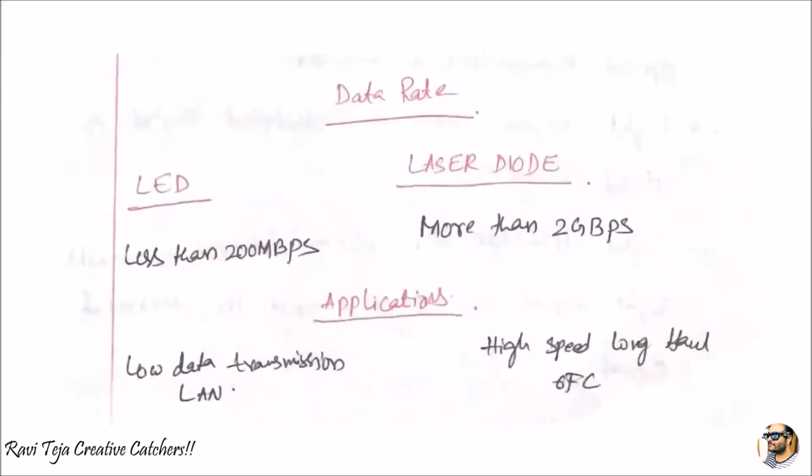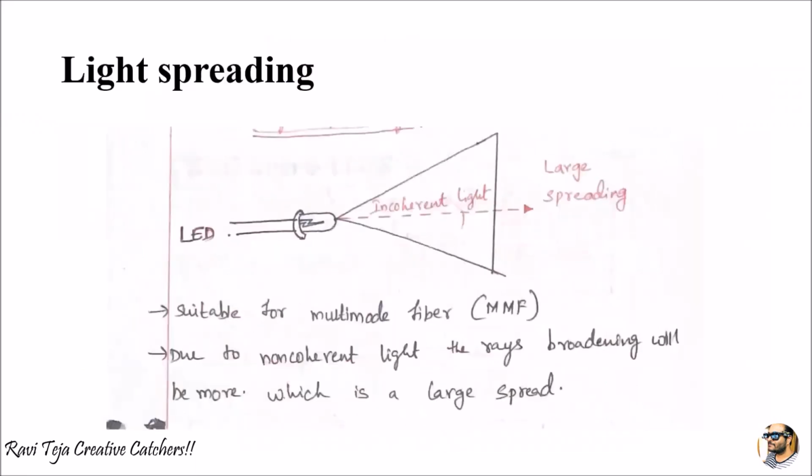Now, coming to the light spreading with respect to LED. As we have already discussed, an LED emits incoherent light. So the spreading of the LED light will be widespread, like a spectrum. This LED is suitable for multimode fibers, and due to the incoherent light, the light rays are broadened and very widespread into various directions.